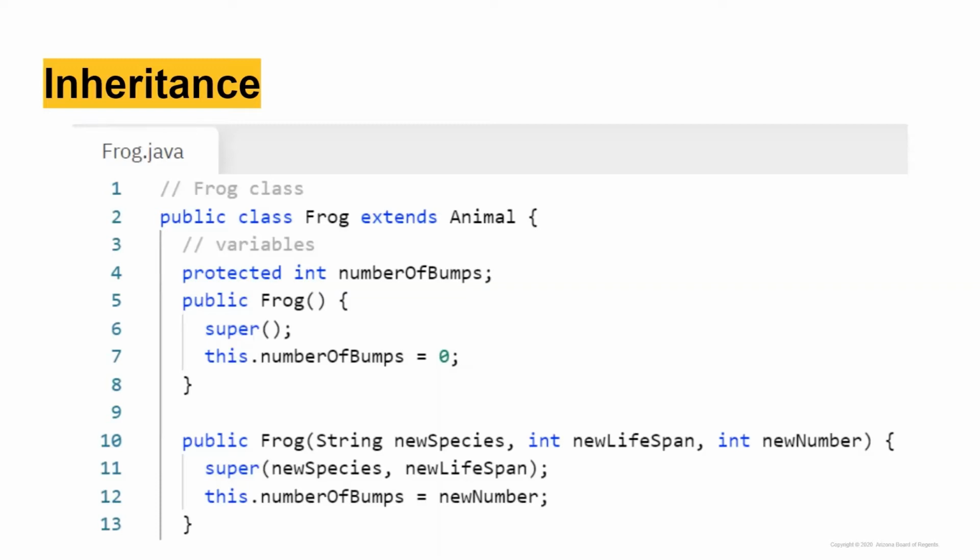But since the number of bumps is something special to this frog class, we're just going to have to say this dot number of bumps equals new number. And there you go. It's pretty much the same as the constructors before, just with the utilization of that super keyword and then the extends keyword in the class declaration.